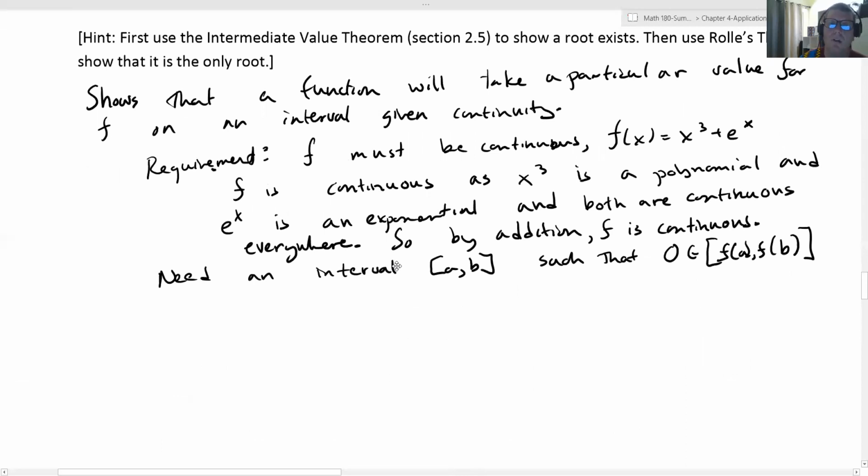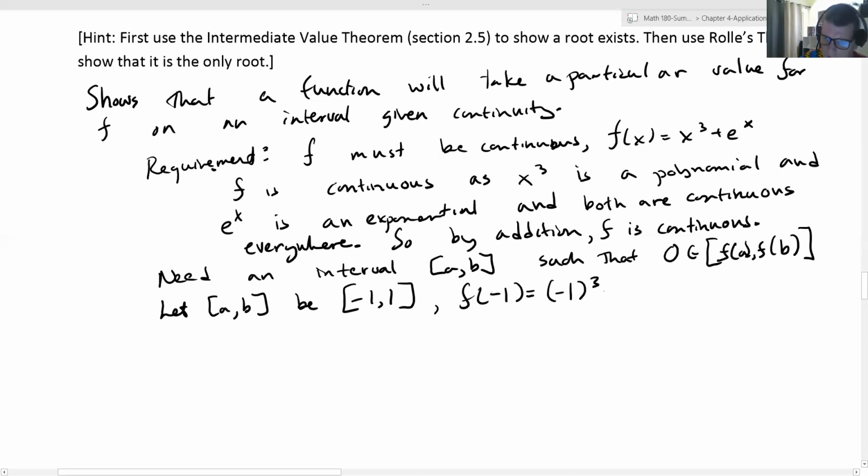All right. So I'll choose a to b to be -1 to 1. So f of -1 is going to equal -1 cubed plus e to the -1, which equals -0.6321. f of 1 is going to equal 1 cubed plus e to the 1, which equals 3.718. So that's our f of a to f of b.